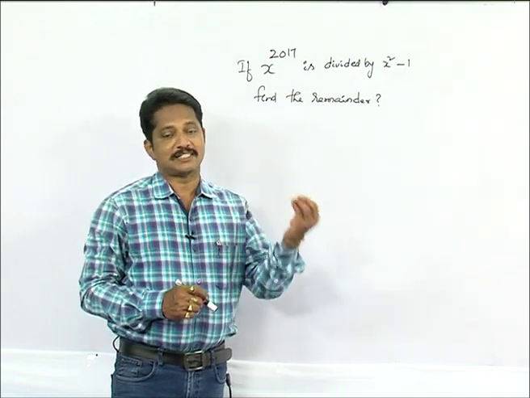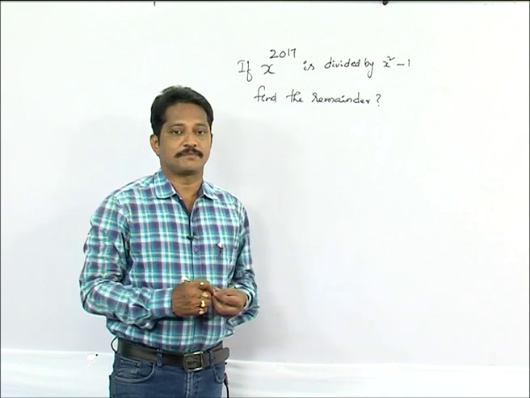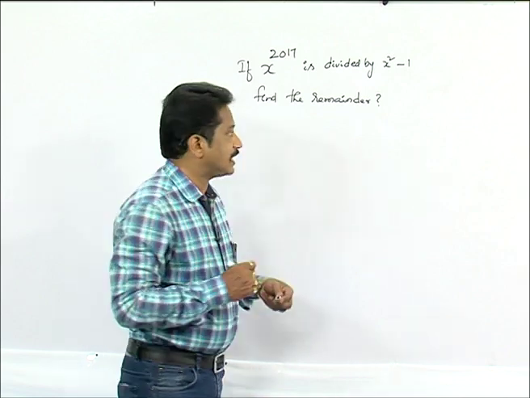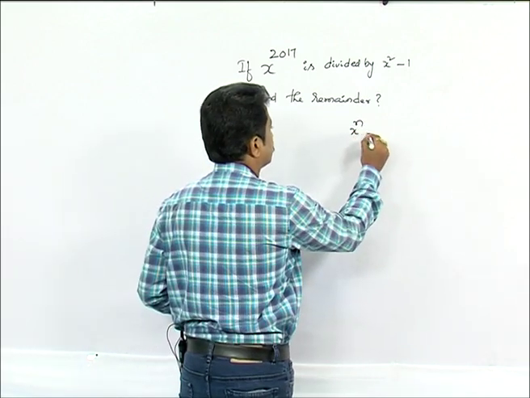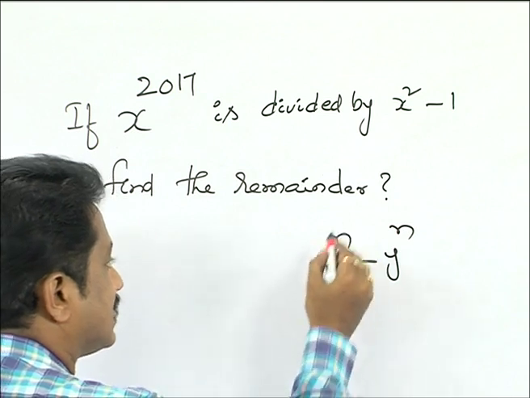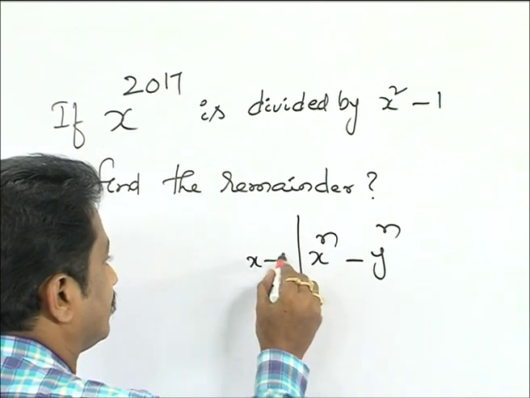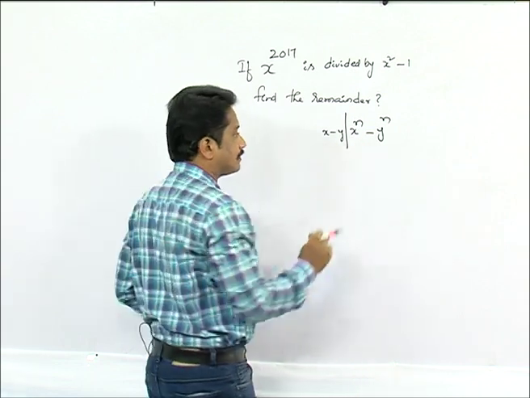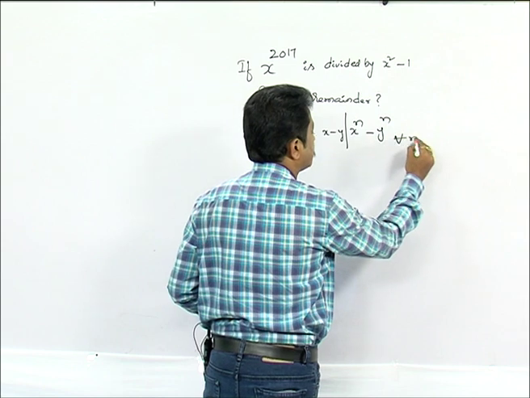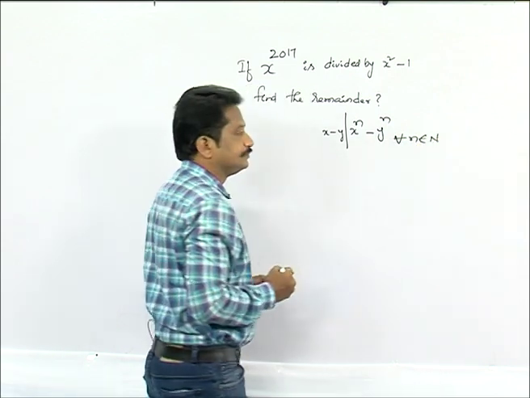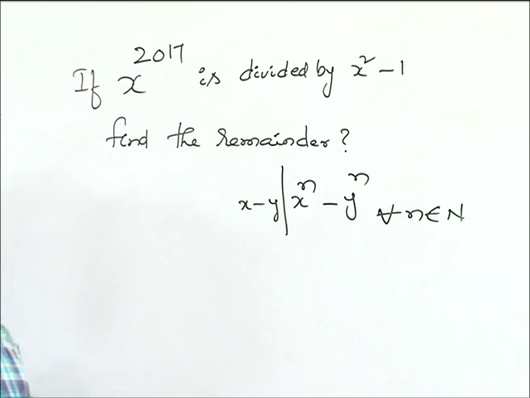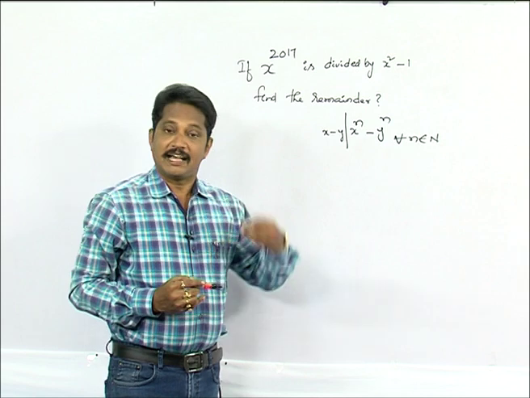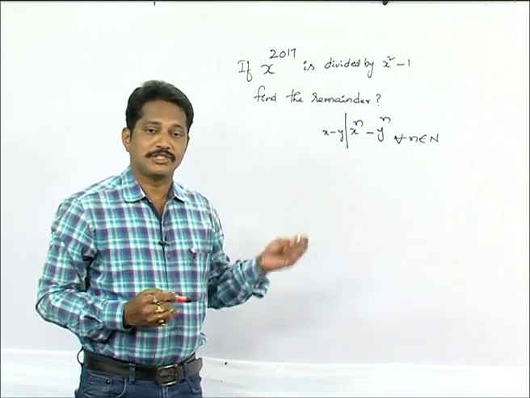Then you have to take something a little bit more advanced. You learned some 3 basic identities. One is that x power n minus y power n is divisible by x minus y, or x minus y divides x power n minus y power n for all n belonging to N. If you have any doubt, take an example: x power 1 minus y power 1 is divisible by x minus y, correct. X square minus y square is also divisible by x minus y.